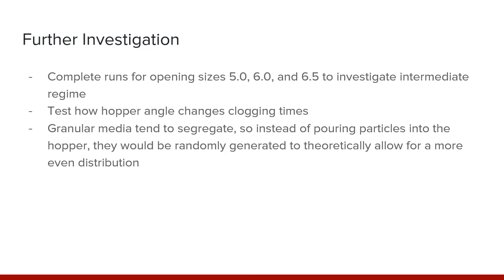Since this research is still a work in progress, there are many more things that we can investigate. First of all, we can focus more on the intermediate regime and complete runs for opening sizes 5.0, 6.0, and 6.5 to flesh out that area. Also, we can test how the hopper angle changes the clogging times. And lastly, since granular media tend to segregate when poured, instead of pouring the particles in the hopper, we can randomly generate them in the hopper area and theoretically allow for a more even distribution.